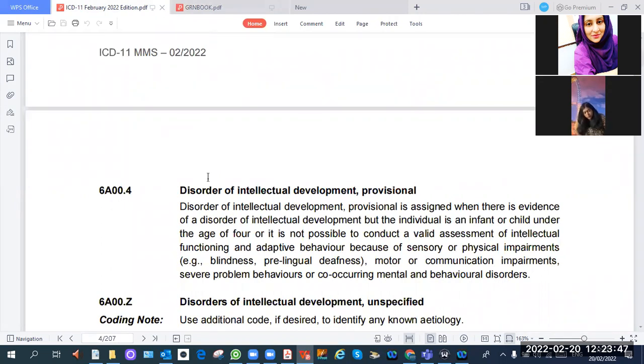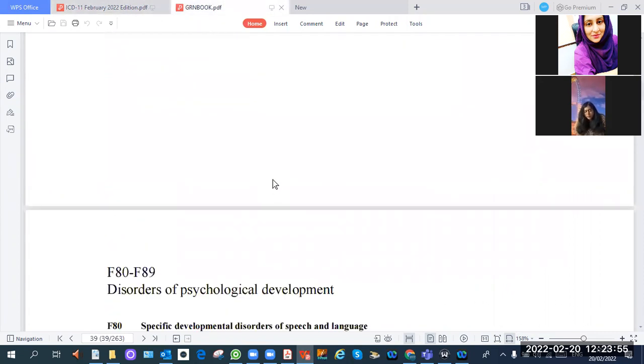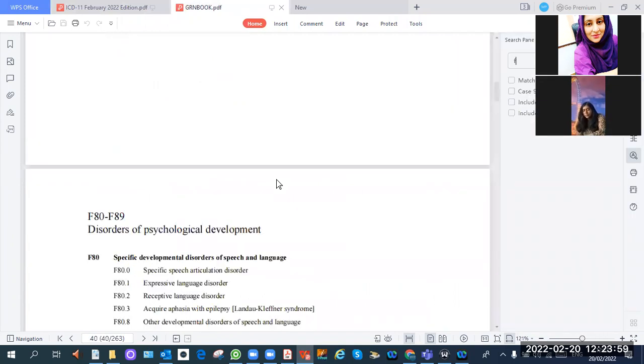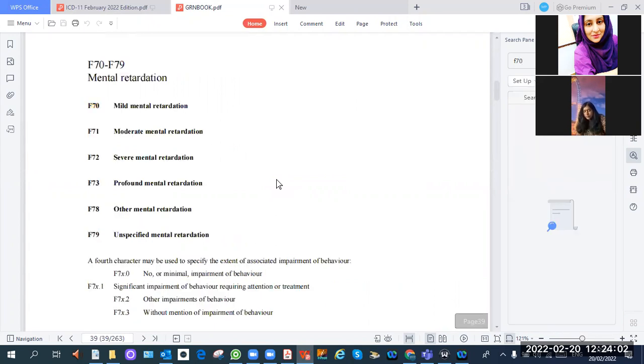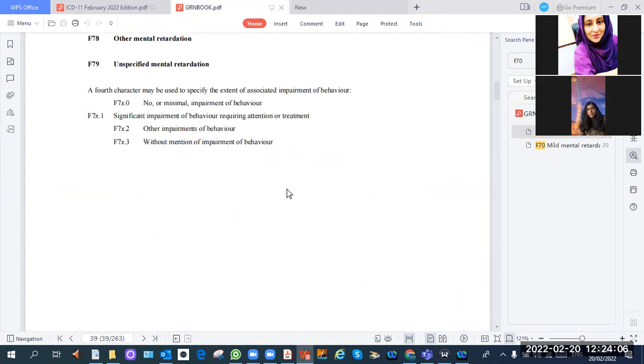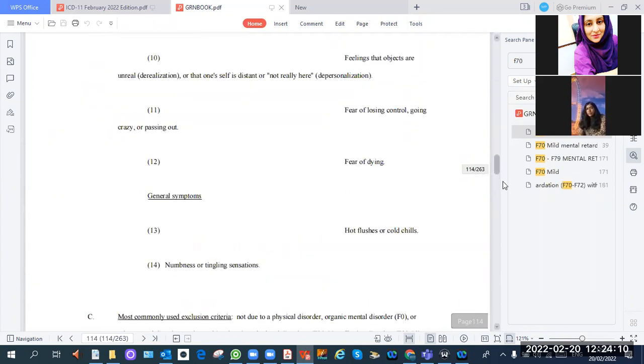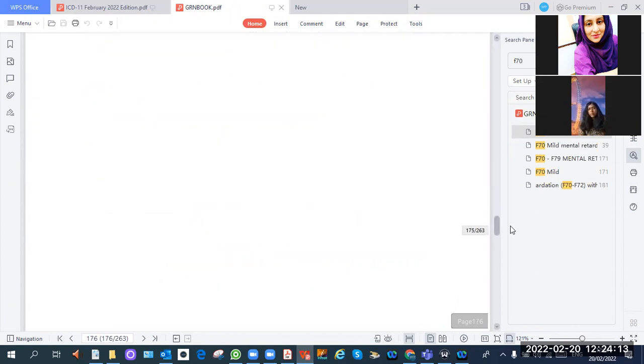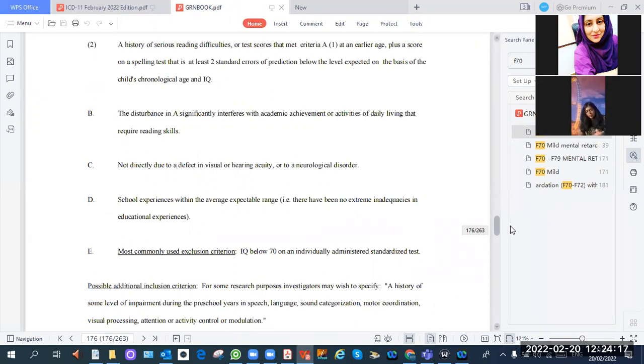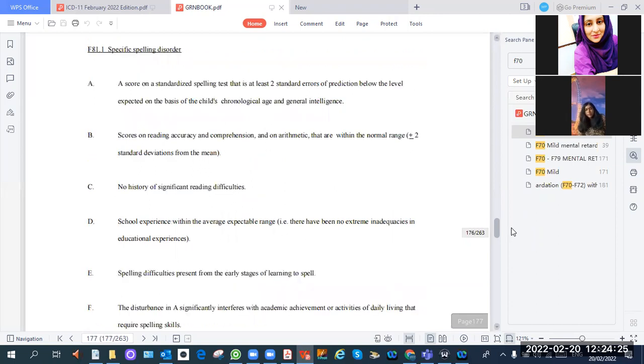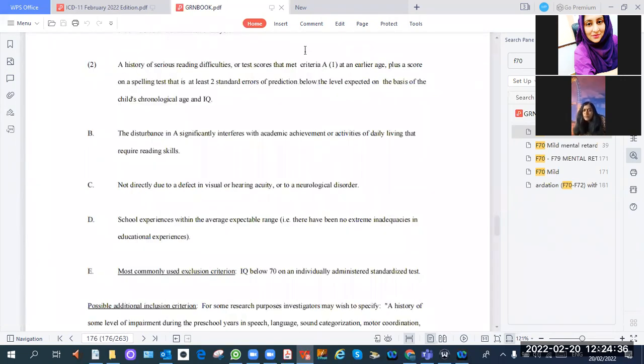Another difference is that in ICD 10, if we go to F70, it is not coming up for some reason. Anyway, in ICD 10 it was according to the IQ: less than 50, between 50 and 70, between 70 and 80, between 80 and 90, 31 to 50. Now in ICD 11 they are not using IQ, and in ICD 10 there was also an exclusion.